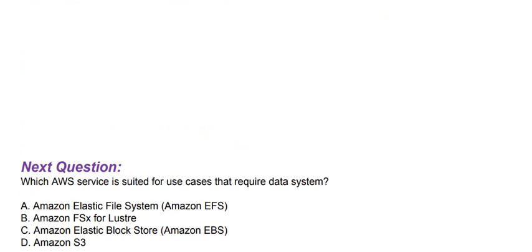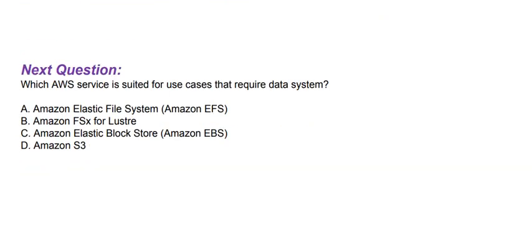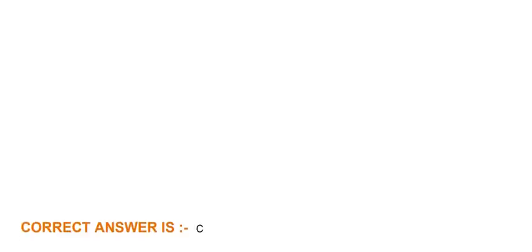Next question is, which AWS service is suited for use cases that require a data system? Option A, Amazon Elastic File System. Option B, Amazon FSx for Lustre. Option C, Amazon Elastic Block Store. And option D, Amazon S3. The correct answer is option C.